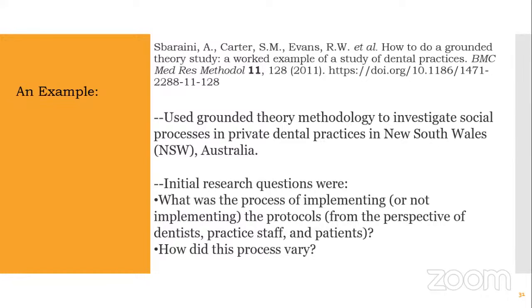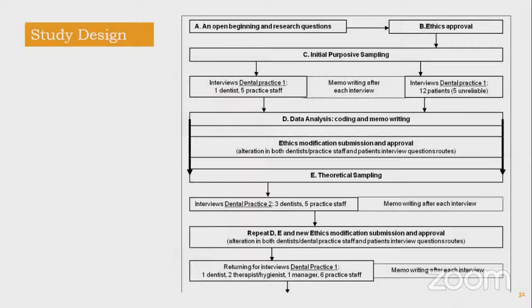And the second research question was, how did this process vary? How it varied among the dentists, practice staff, and patients, etc. They wanted to understand this research problem from the perspectives of these three different types of people: dentists, practice staff, and patients. So this was the methodology followed in their research. You see how it worked.